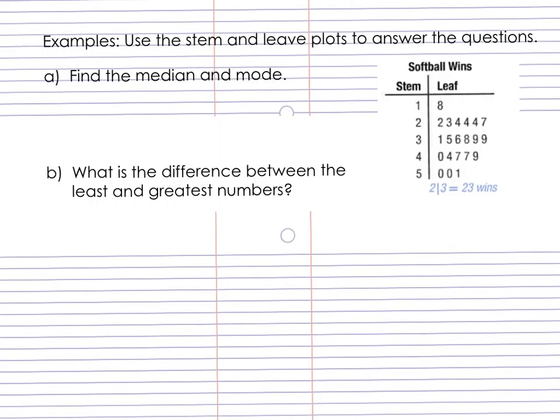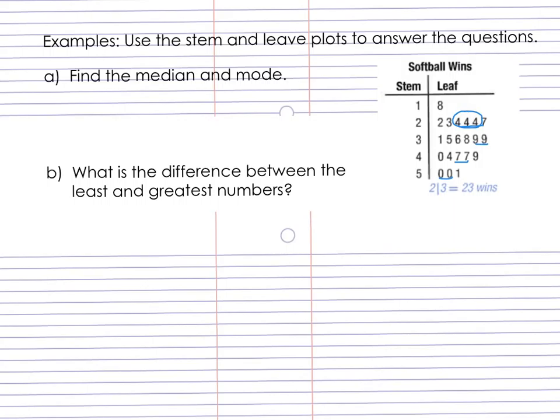So for our mode, what we want to look for in our leaf is any numbers that are repeated. So I see these 4s are repeated. I see the 9s are repeated. I see the 7s are repeated. And I have these 0s. Which group of these happens the most? Hopefully you're saying the number 4 happens the most.